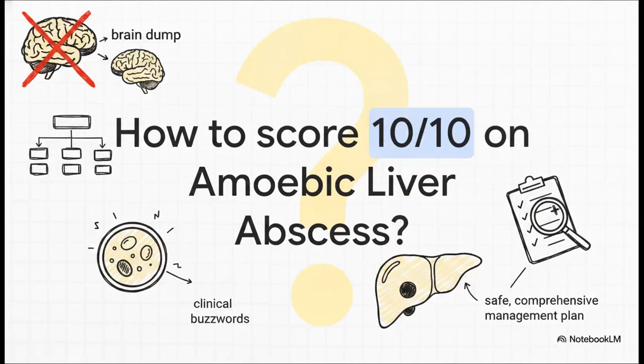So how exactly do you snag a perfect 10 out of 10 on an amoebic liver abscess exam question? Well, you need structure. You can't just brain dump facts onto a page and hope for the best. We're going to approach this topic exactly how a medical examiner grades your paper. They're looking for specific clinical buzzwords, a logical understanding of pathogenesis, and of course, a safe, comprehensive management plan.